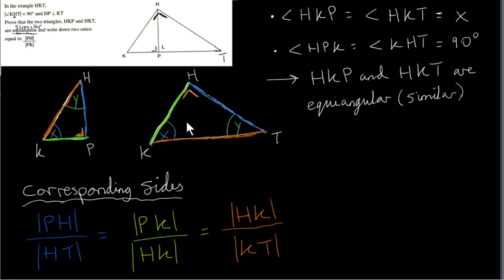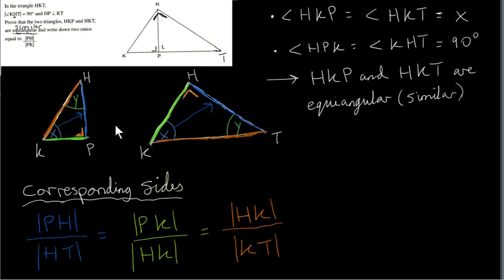Now, since these triangles are equiangular, let's look at corresponding sides. So I've highlighted in blue the sides that correspond to angle X. So they're the sides that are opposite angle X. And what I've done is I've looked at this triangle first and put the blue side belonging to it, PH, over the blue side HT in the larger triangle.